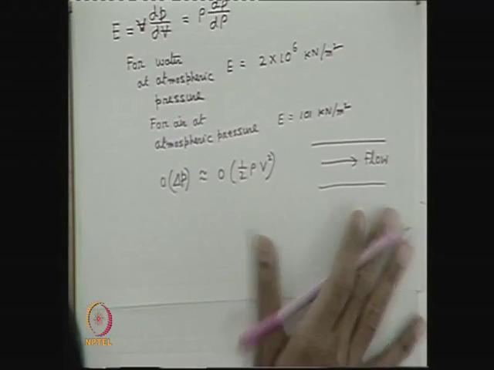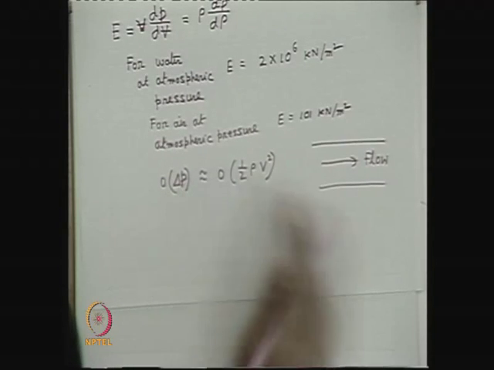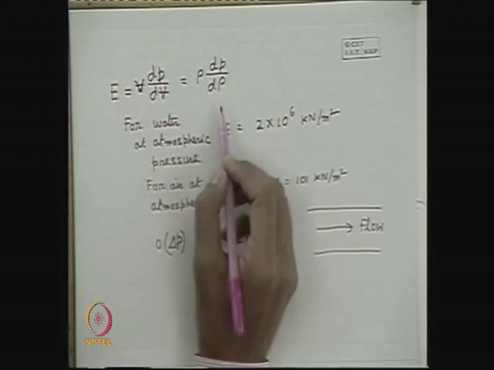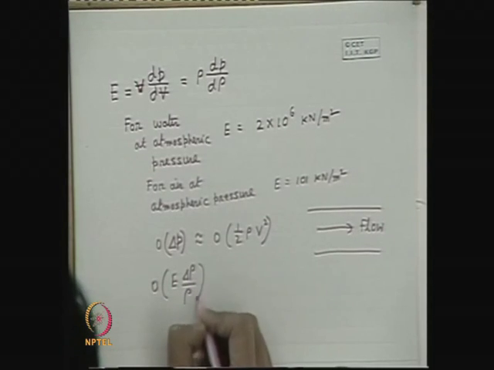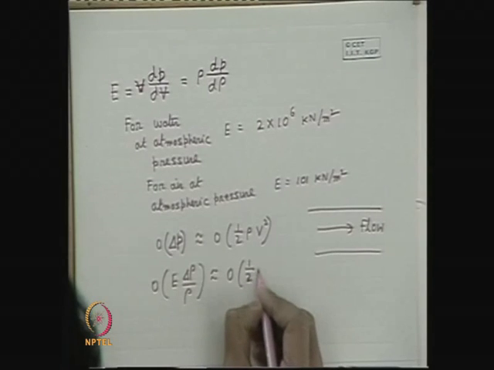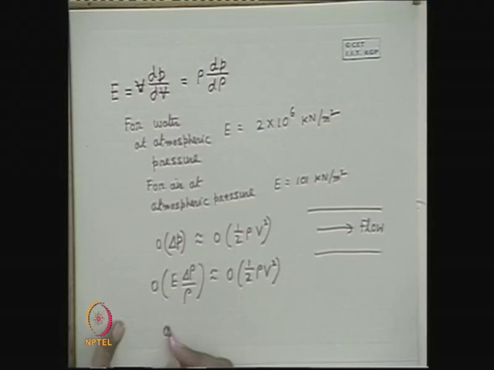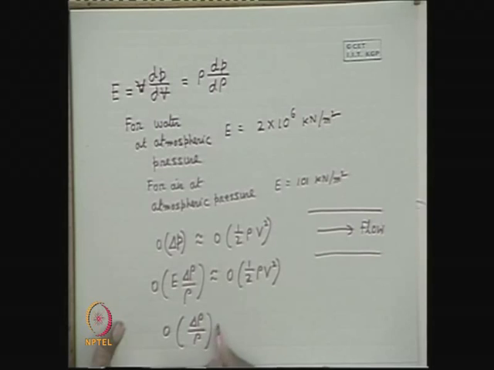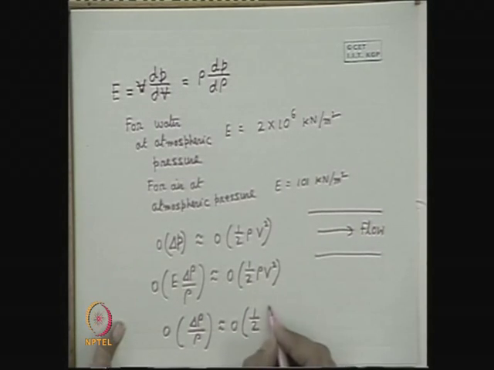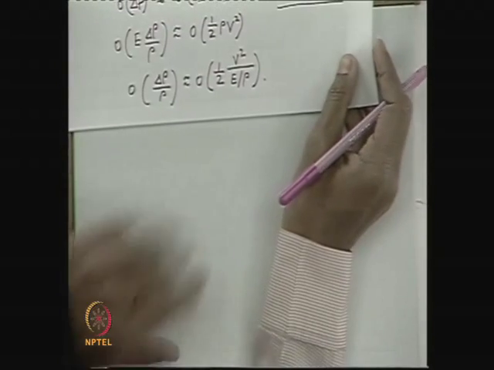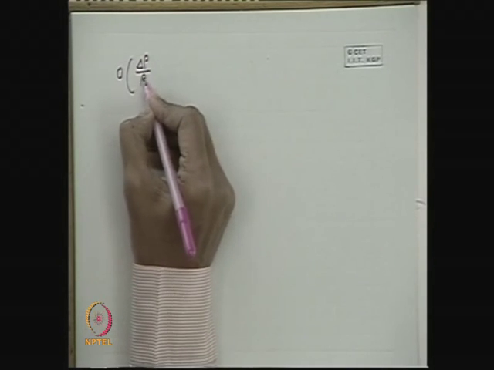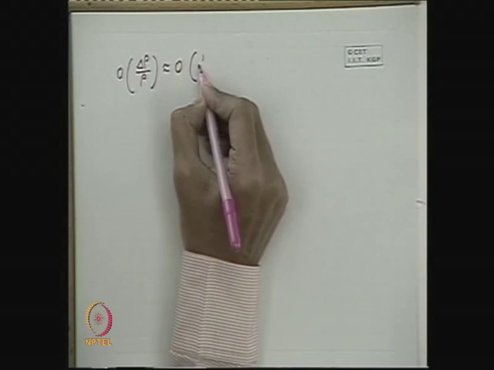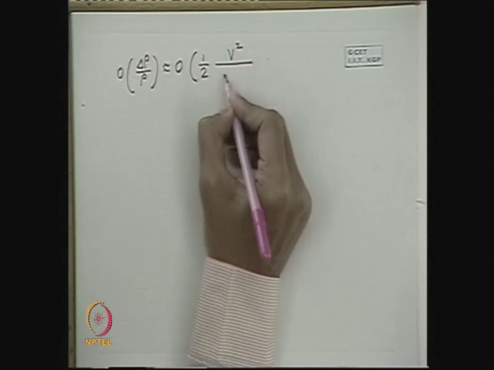It is true. Now, it is a very simple manipulation. If we express this delta P in terms of the modulus of elasticity from this expression, we can write: E delta rho by rho, instead of delta P, is in the order of half rho V square. Or we can write that the order of del rho by rho is in the order of half V square by E by rho. So, we see that the order of del rho by rho is equal to the order of half V square by E by rho.